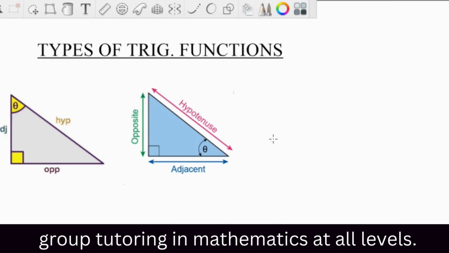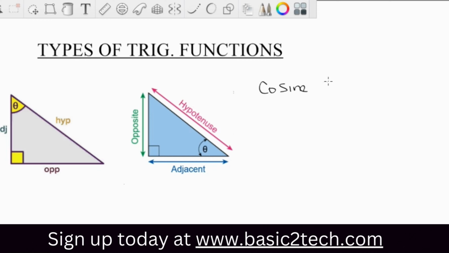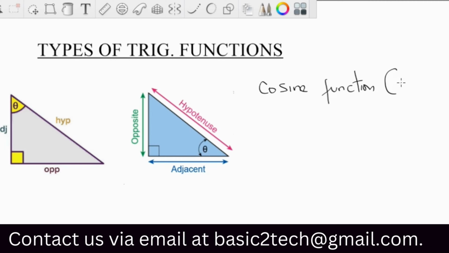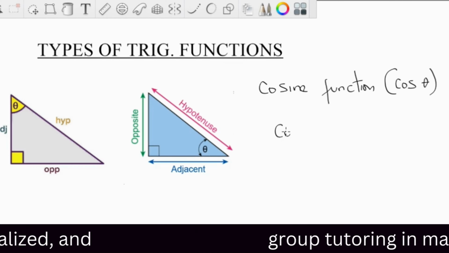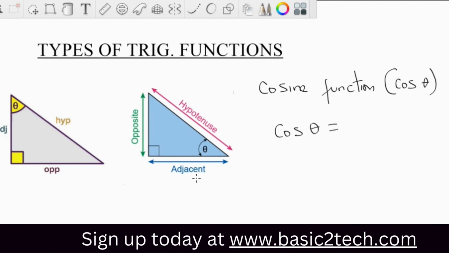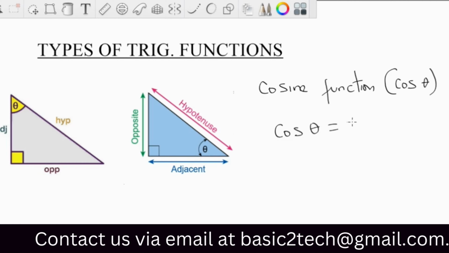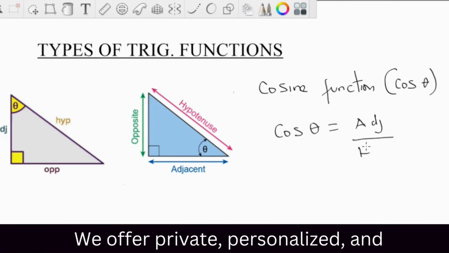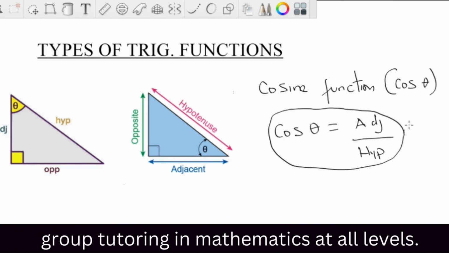The next function is the cosine function. The cosine function is written as cos then the angle. The cosine function, or cos theta, is the ratio of the adjacent to the hypotenuse. So it is written as adjacent over the hypotenuse. So this is the trig function for the cosine.